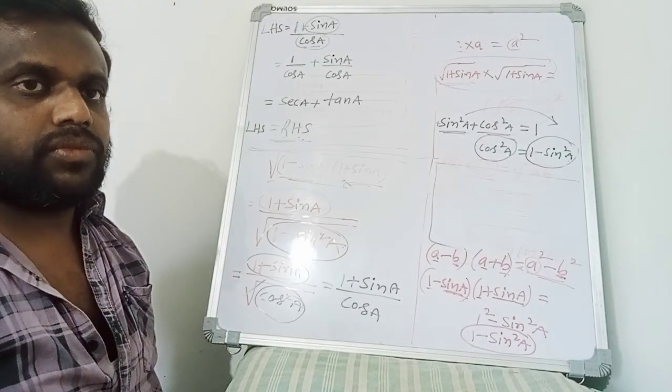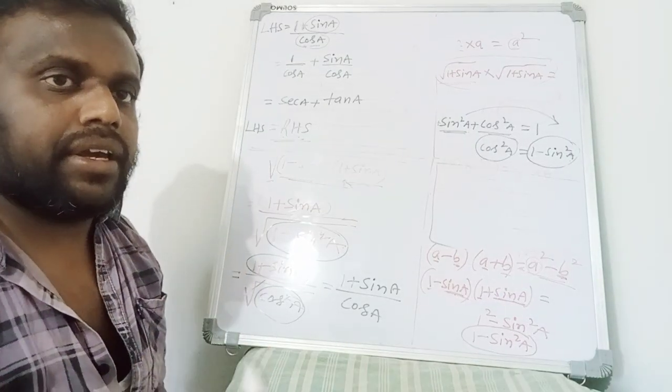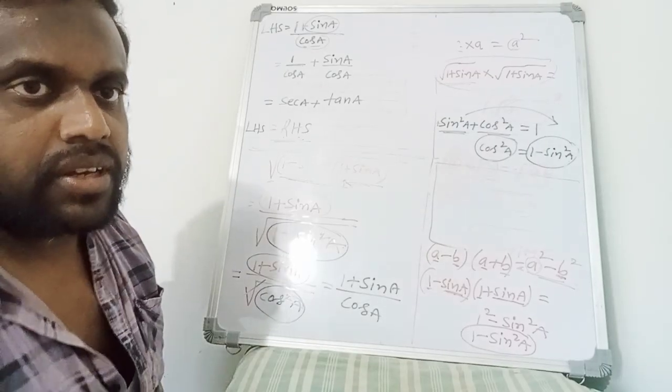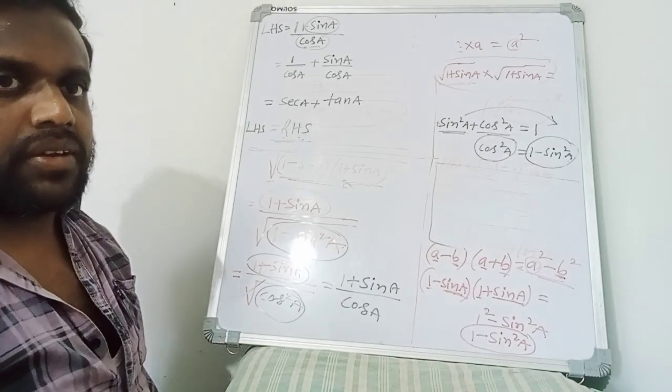That's all. Proving of identity is done. We have proved it. So that's all. So this is the answer.